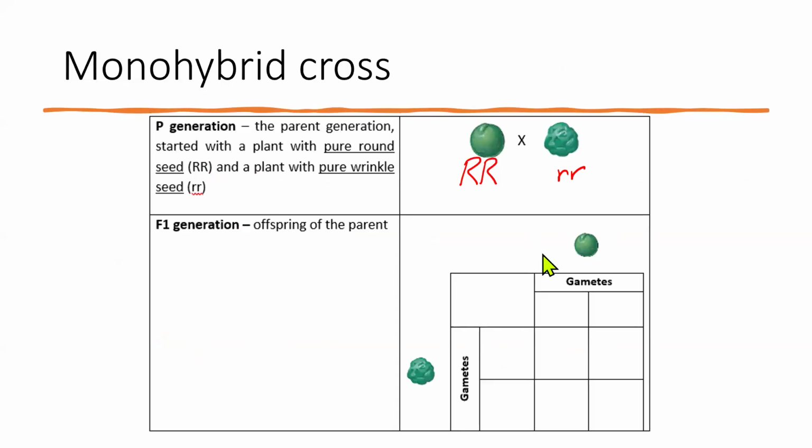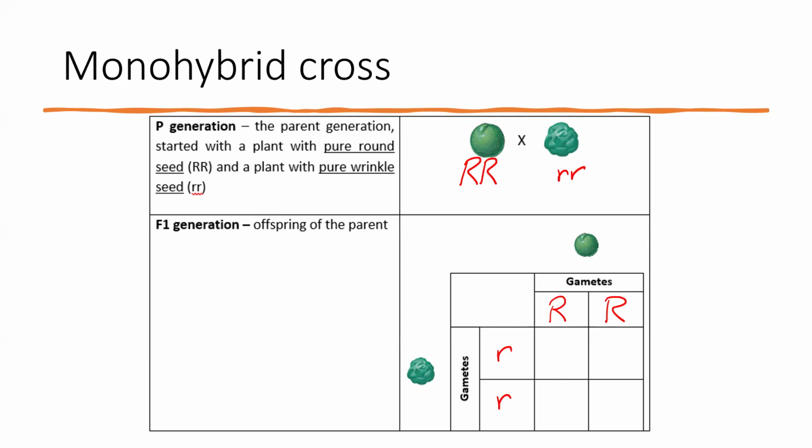So that's what happens here. Let's take a look at this gamete here. It doesn't matter whether you put the round one on the top or the round one on the side. It will not change the result. So we have big R here, and the gamete is either going to be big R or big R. There's no other choice, right? Similarly, for the wrinkle one, it's going to be small r or small r. So this plant will only be producing big R gametes, and this plant will only be producing small r gametes. Okay? So what happens if these two gametes come together to fertilize?